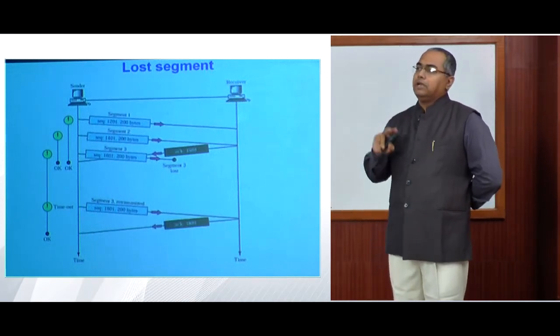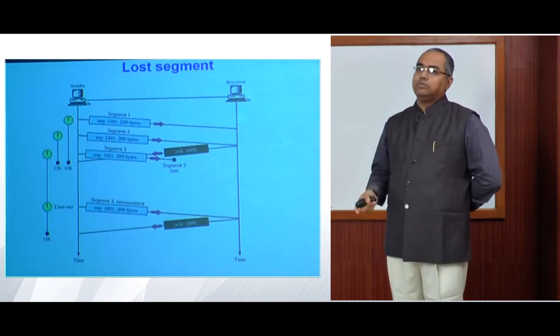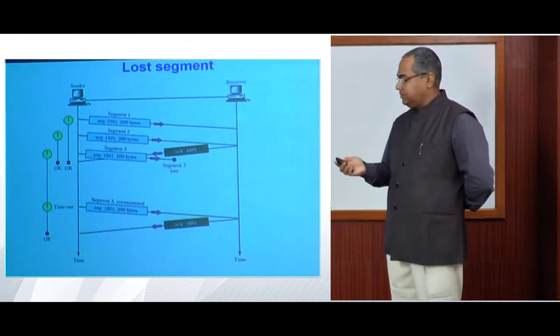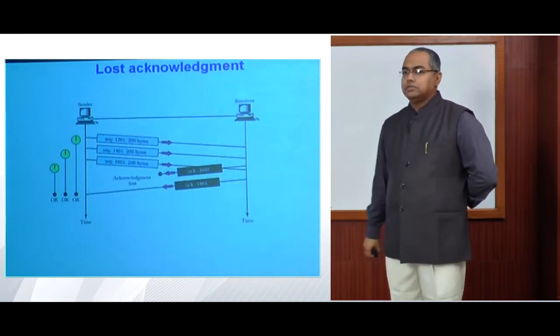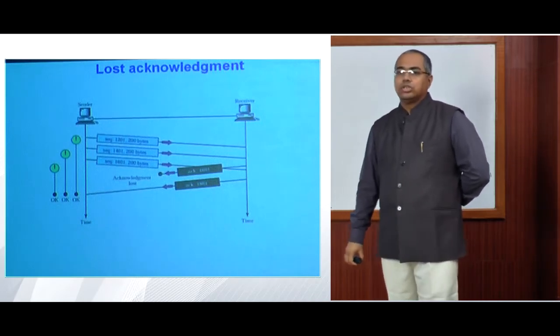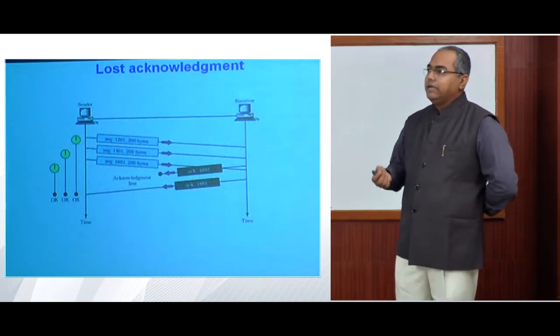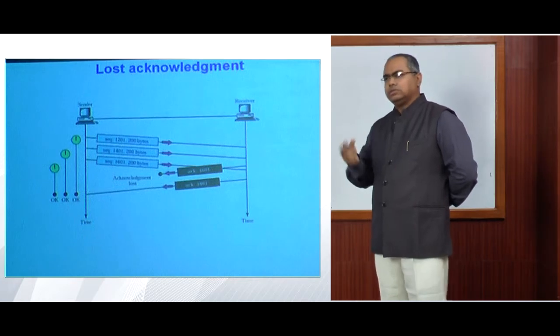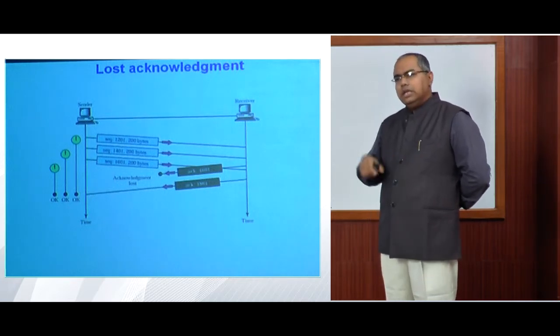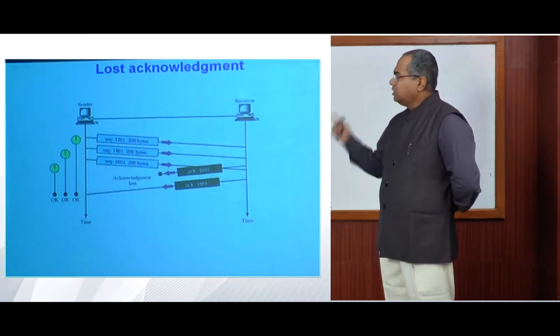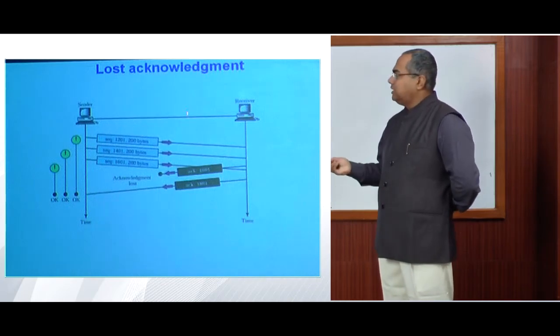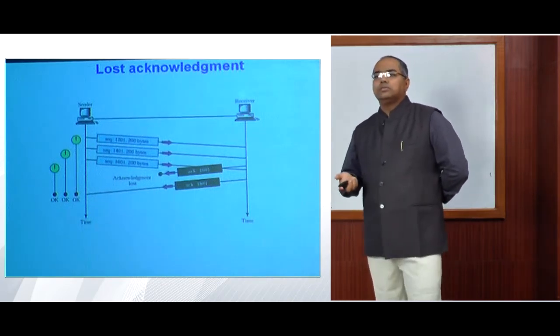The corrupted or the lost segment must be retransmitted by the sending TCP. Last part, that is lost acknowledgement. Segment is a message, a portion of a message. If it can get lost, acknowledgement is also a message, right? So why not an acknowledgement can get lost?